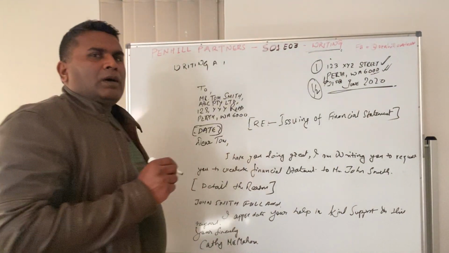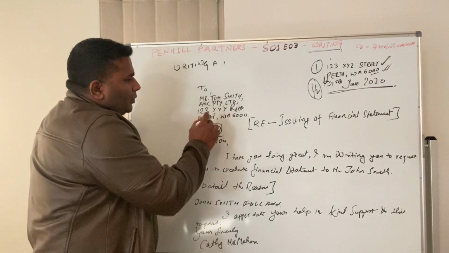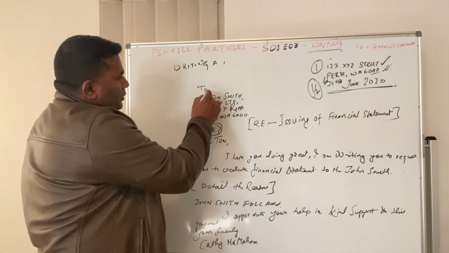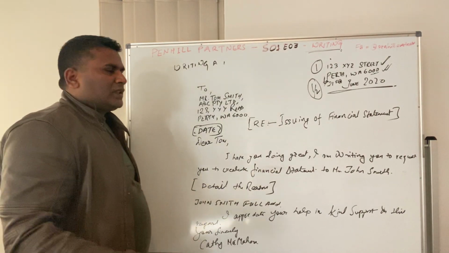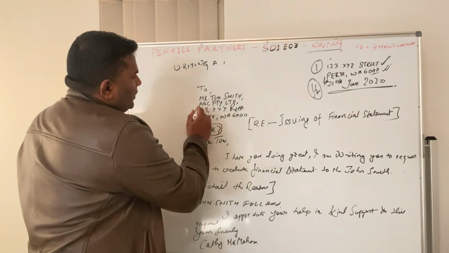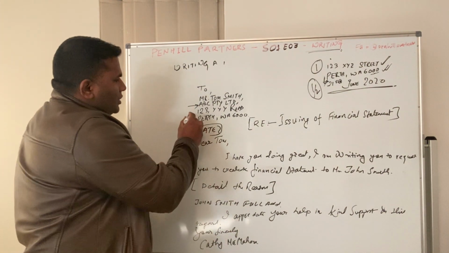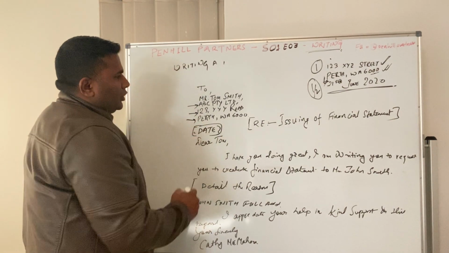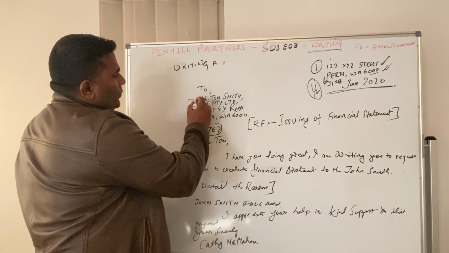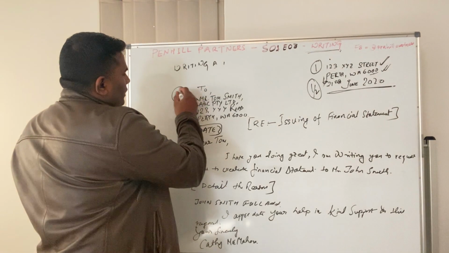Then you have to come to the person you are writing to. So, to Mr. Tom Smith, a hypothetical name, just for the sake of understanding. Mr. Tom Smith, his company name, ABC Pty Limited, then his street address, then his suburb, and then his pin code. When you follow this, you straight away get 1 mark.